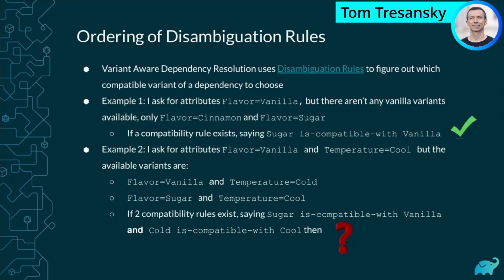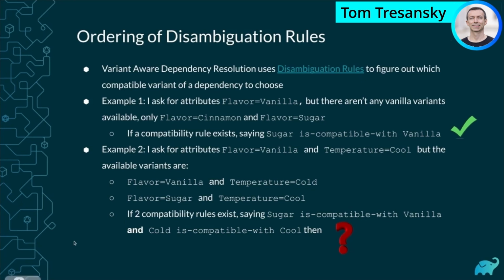So in example 2 here, we've exactly matched one attribute and found a compatible variant for the other attribute. So when a human tries to select between which of these two compatible variants we want to resolve, we intuitively understand that there are more important attributes, and we should look at those first and try to find exact matches there. So in this case, maybe flavor is more important than temperature when we're selecting a beverage. So choosing between several compatible variants is done programmatically by disambiguation rules.